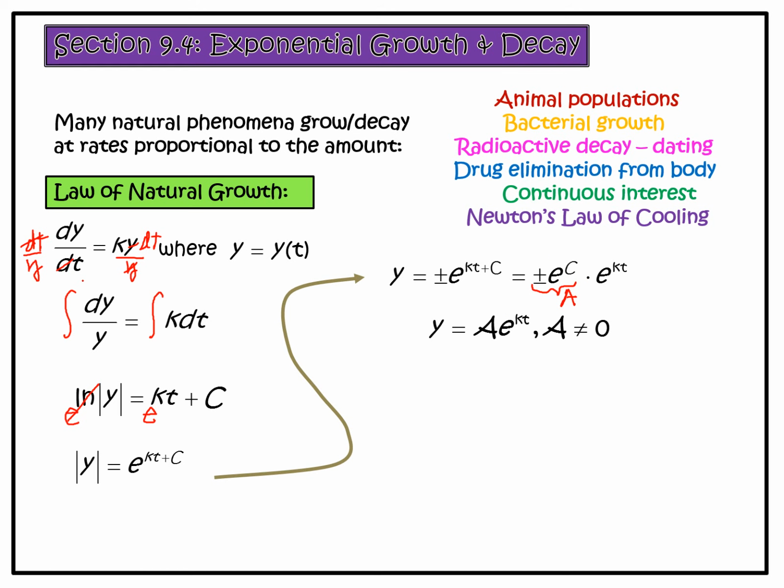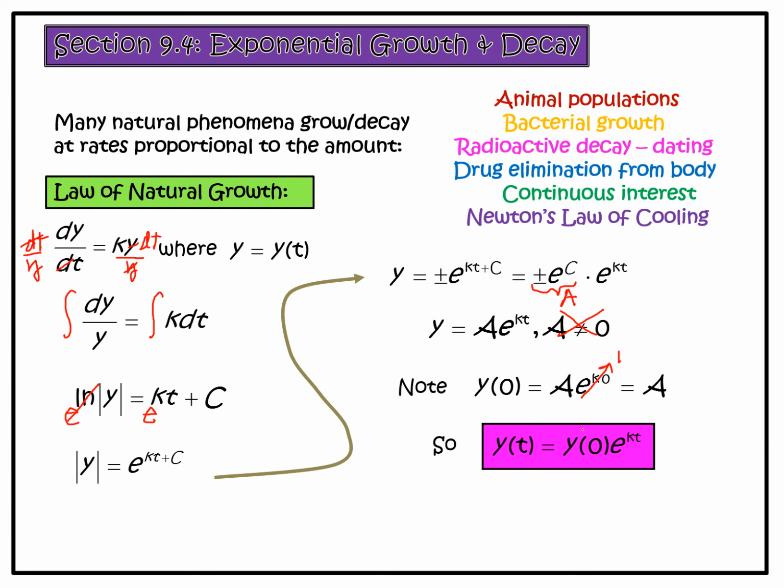Notice now that if you plug in 0 for time into your equation here, you get A times e to the k times 0. e to the k times 0 is 1, so that's just A. So the initial amount of whatever you're talking about, that's your constant out in front. So the solution for the law of natural growth is y of t equals y of 0 times e to the kt. Okay, so everything that's exponential growth, this is the equation.